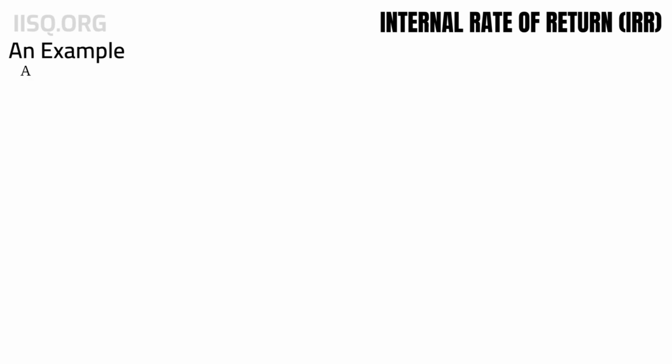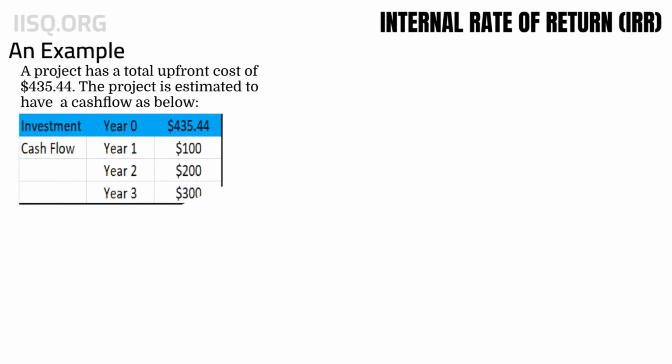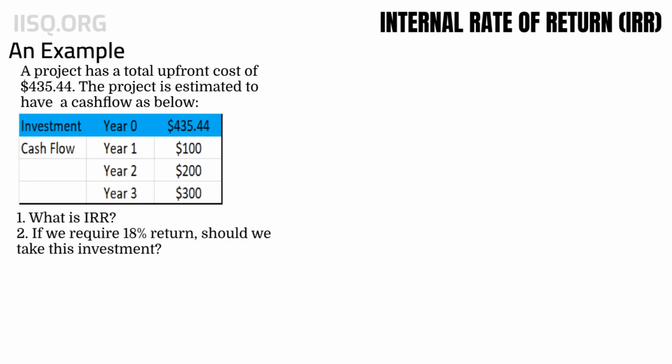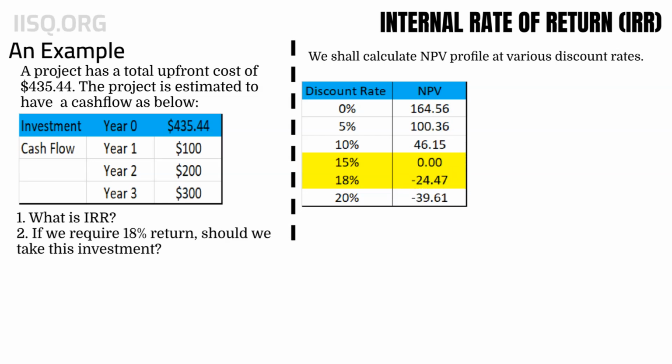Let us take one more example. A project has a total upfront cost of $435.44. The project is estimated to have a cash flow as below. What is the IRR? If we require an 18% return, should we approve this investment? For this decision problem, we shall tabulate the NPV profile at different discount rates, as per the NPV formula. The NPV results for different discount rates will be like this. You can find that NPV is 0 at 15%, this 15% is the IRR.